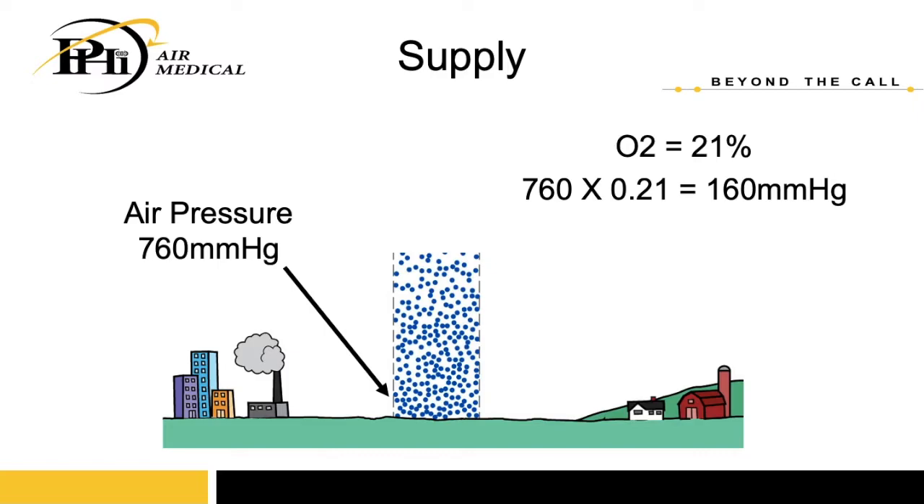We need a supply, right? So we get that supply from the atmosphere. The atmosphere has a certain pressure that it exerts on the environment, and so we can say that at sea level, the air pressure is about 760 millimeters of mercury. That's one atmosphere.